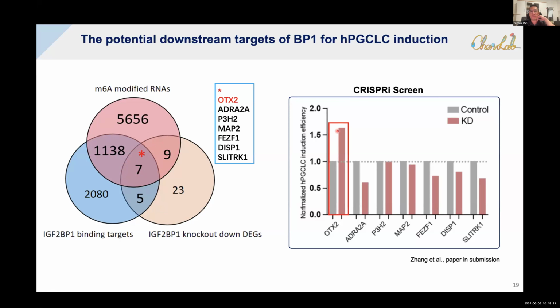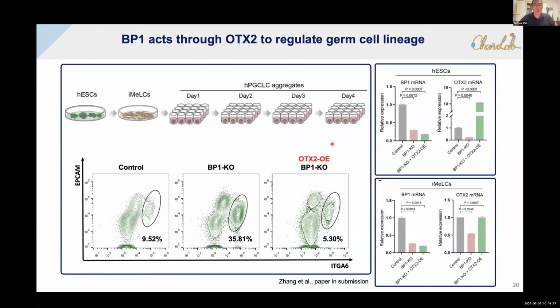And for these 7 genes, we performed a small-scale CRISPR screening, and we found that only the first gene, OTX2, displays the same phenotype as BP1 and METTL3 knockout, which is an increased percentage of germ cells. And for OTX2, it has been discovered in mice that it regulates the germline entry of the PGC. When OTX2 is mutated, the germ cells are increased, but the molecular mechanisms of how OTX2 is involved and also how OTX2 is regulated are largely unknown.